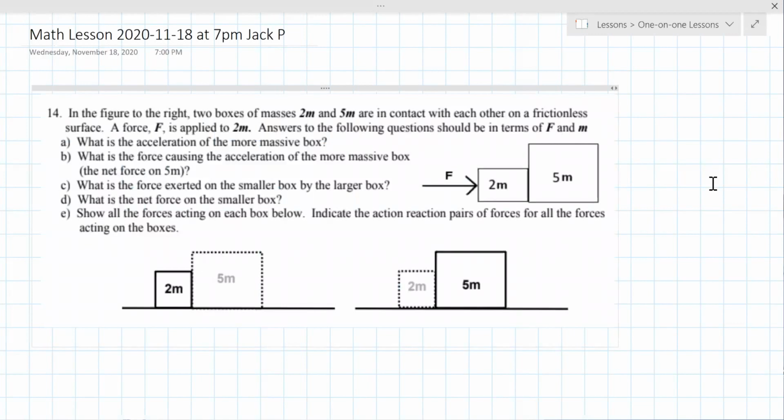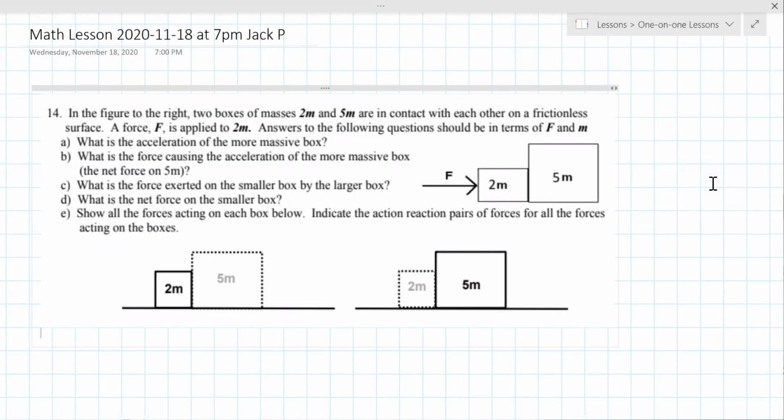Perfect. All right, in the figure to the right, two boxes of masses 2m and 5m are in contact with each other on a frictionless surface. A force F is applied to 2m. Answers to the following question should be in terms of F and m. What is the acceleration of the more massive box? What is the force causing the acceleration of the more massive box? The net force on 5m.